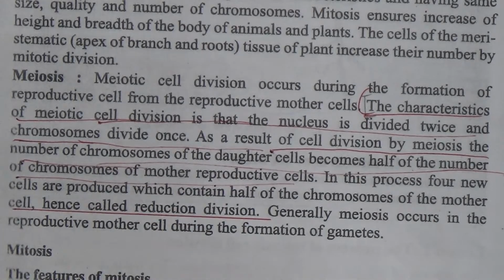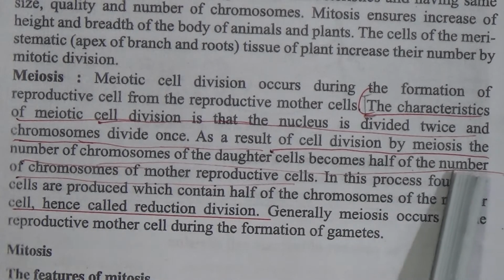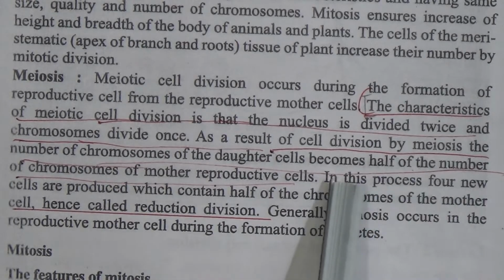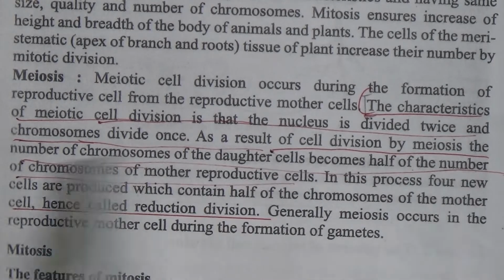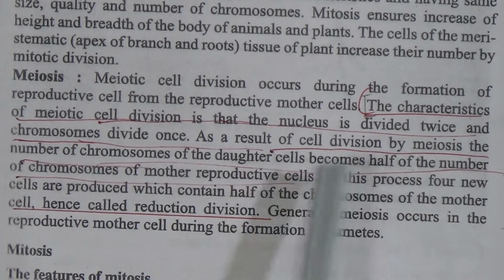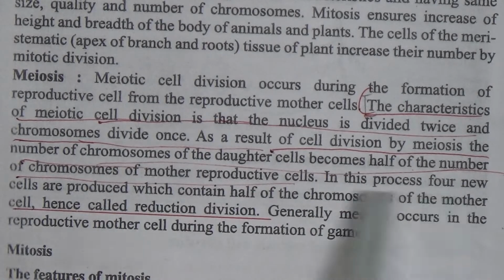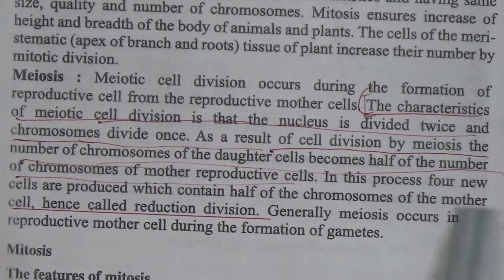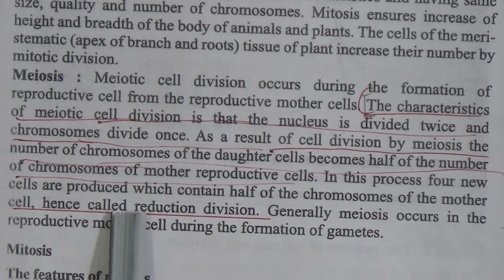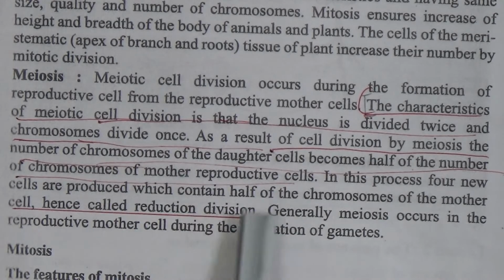My dear students, I repeat, why is meiosis cell division called reductional cell division? Because in this cell division the number of chromosomes of the daughter cell is half of the number of chromosomes of the mother reproductive cell, and in this process 4 new cells are produced which contain half of the chromosomes of the mother cell, and that's why it is called reductional cell division. Now generally meiosis occurs in the reproductive mother cell during the formation of gametes.